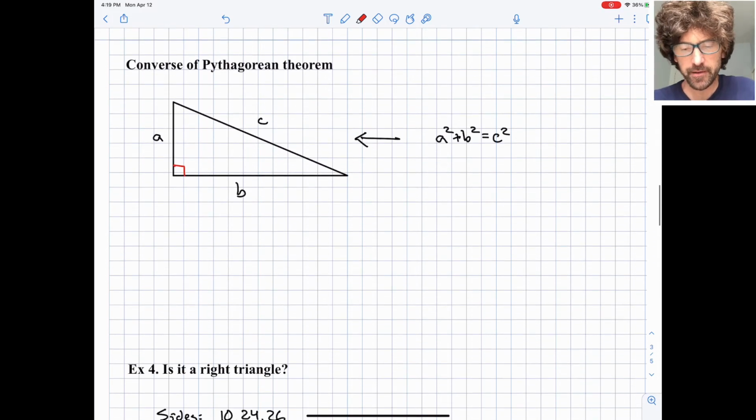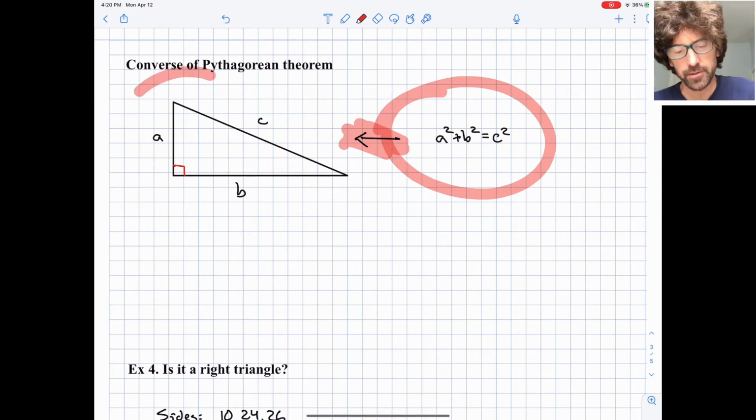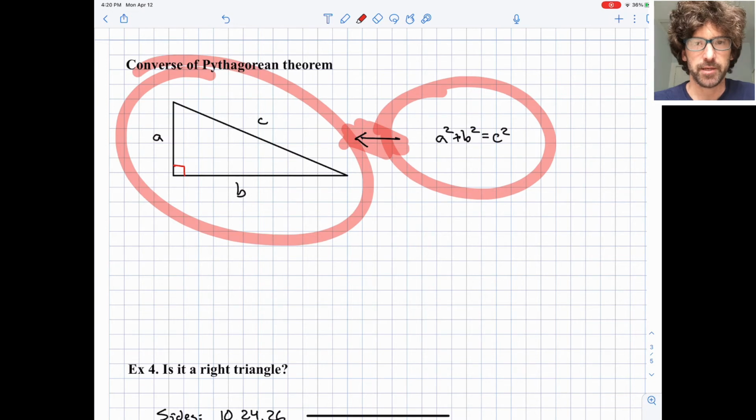The converse of the Pythagorean theorem means that our given information and what we can conclude are swapped. You can see this arrow running in the opposite direction. So in this case, if we know that a squared plus b squared is c squared, then we can conclude that we're working with a right triangle. So in this sort of situation, you're often given the 3 sides of a triangle, and then you can conclude if the triangle is a right triangle or not.